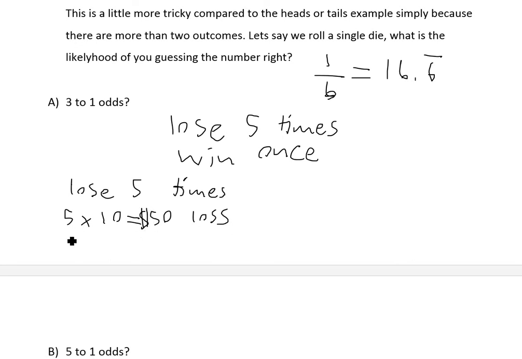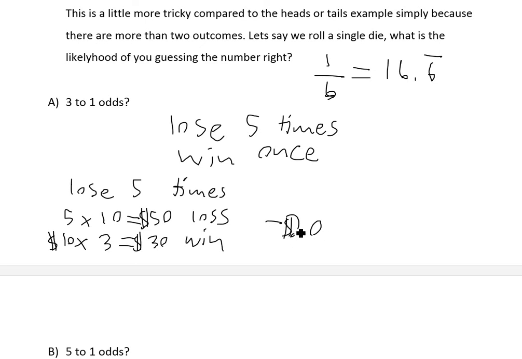Okay, but you're gonna win once, which has a 3-to-1 payout. So this is let's say $10 here, times it by 3 because you won. That's gonna be $30 win. So $50 loss, $30 win. So you're gonna be losing $20. You're gonna have minus $20 if you play this 6 times.